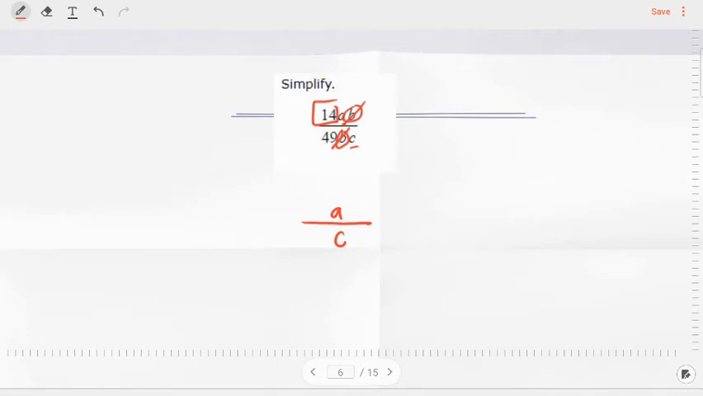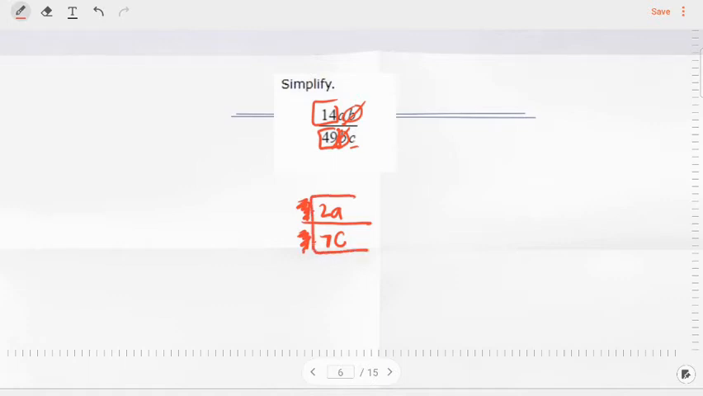Now, if I look at 14 and 49, right now those don't look like common factors, but remember that 14 is made up of 7 and 2, and 49 is made up of 7 and 7. So I really do have a common factor of 7, and I can cross a 7 off the top and a 7 off the bottom.